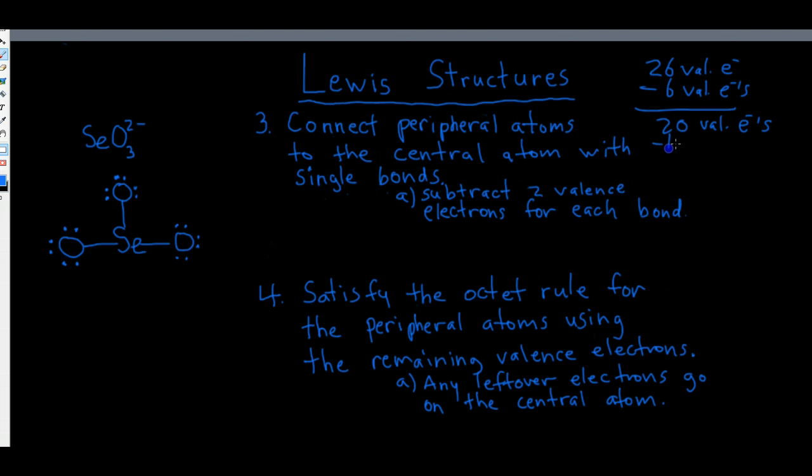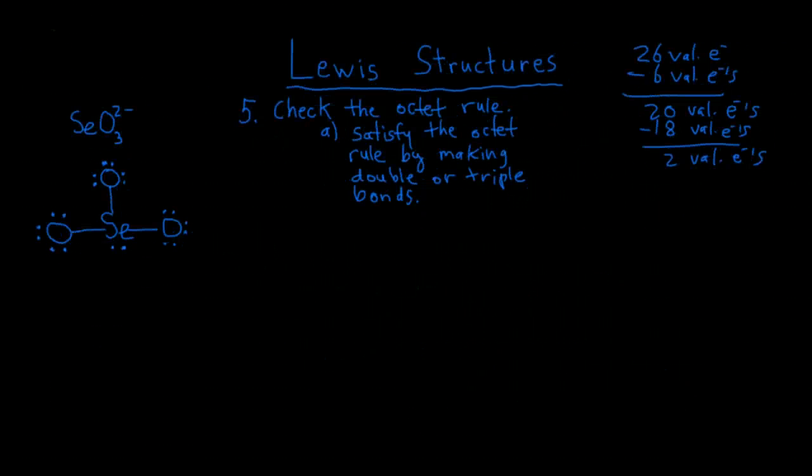Subtract them, we have to keep track. We have 2 valence electrons left. We have them left over, so no matter what, stick them on the central atom. Put them right there. Step 5 is to check the octet rule for all of the atoms in your structure. If any of the atoms don't have the octet rule satisfied, then do so by making a double or triple bond. By the way, we have already used up these 2 by putting them on the central atom.